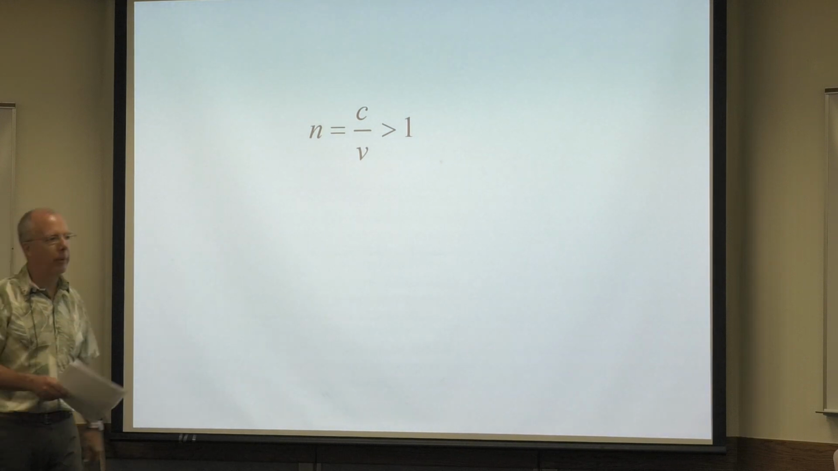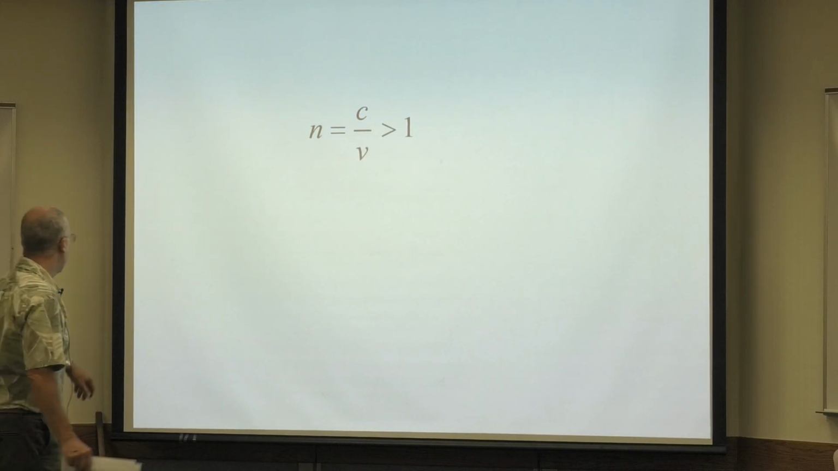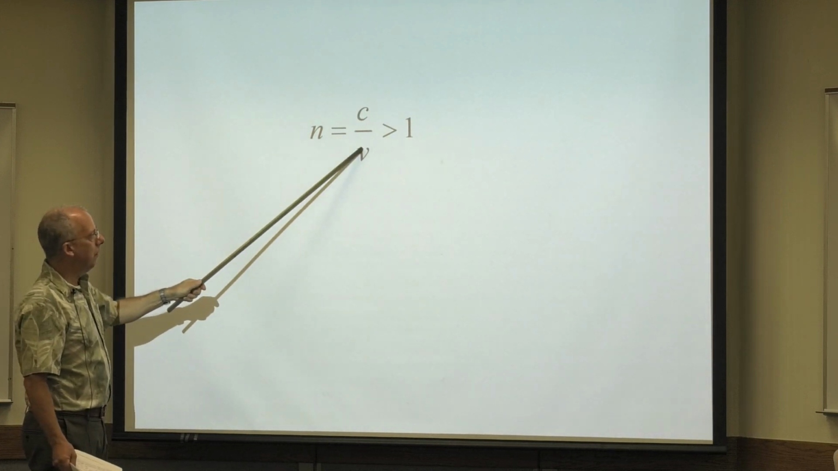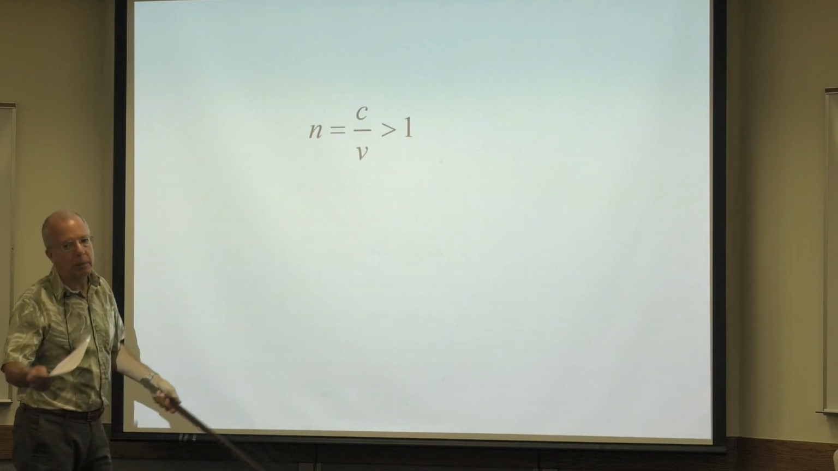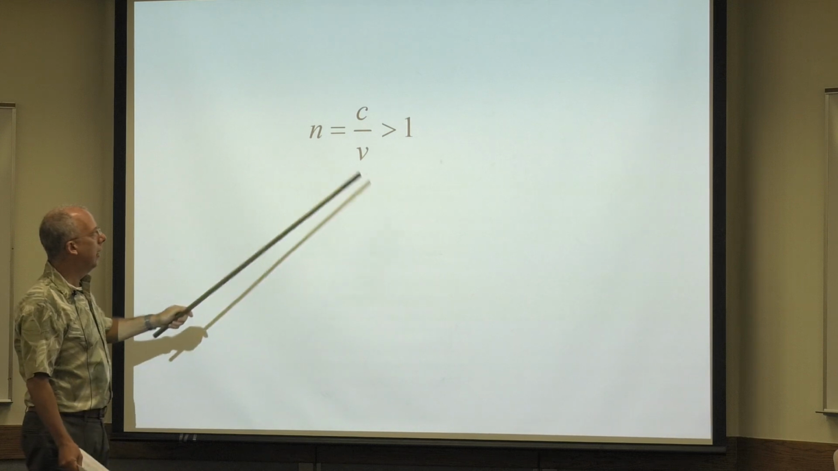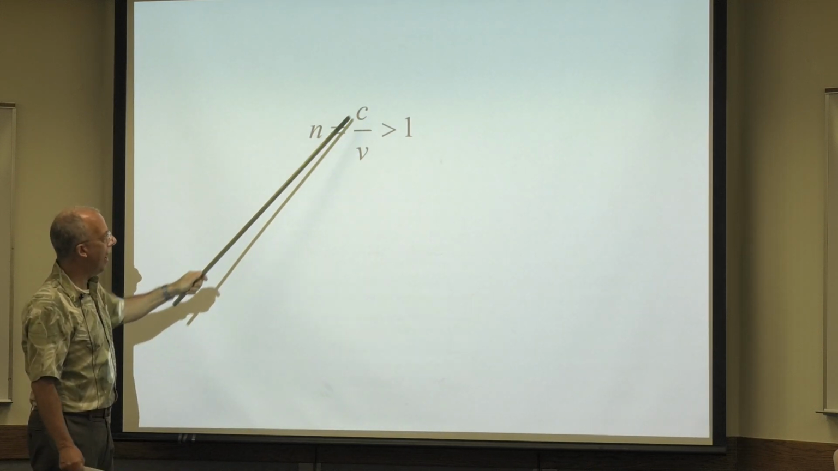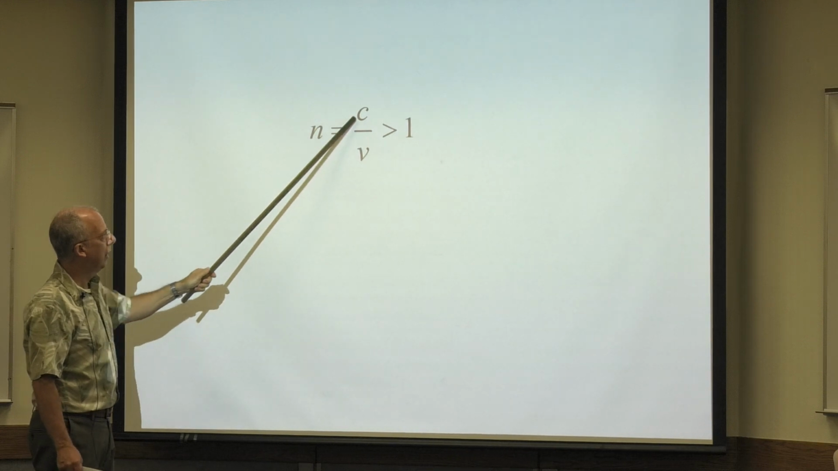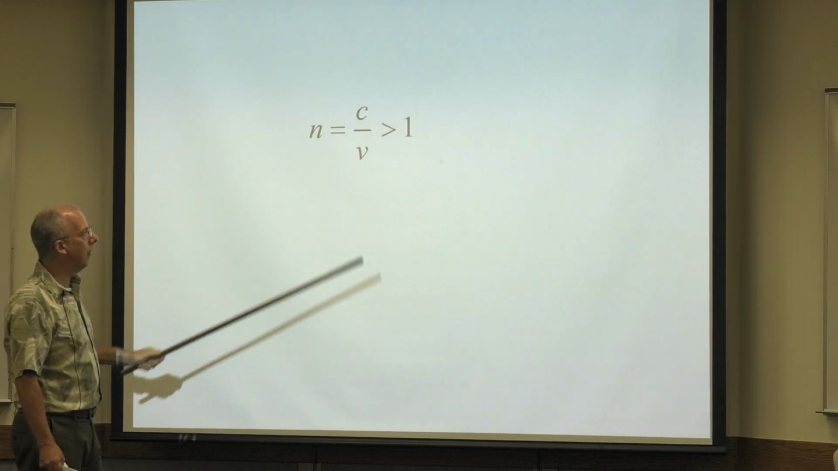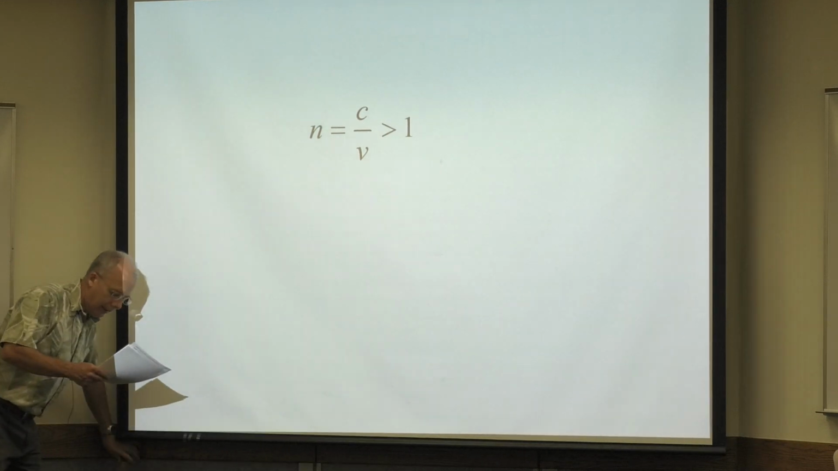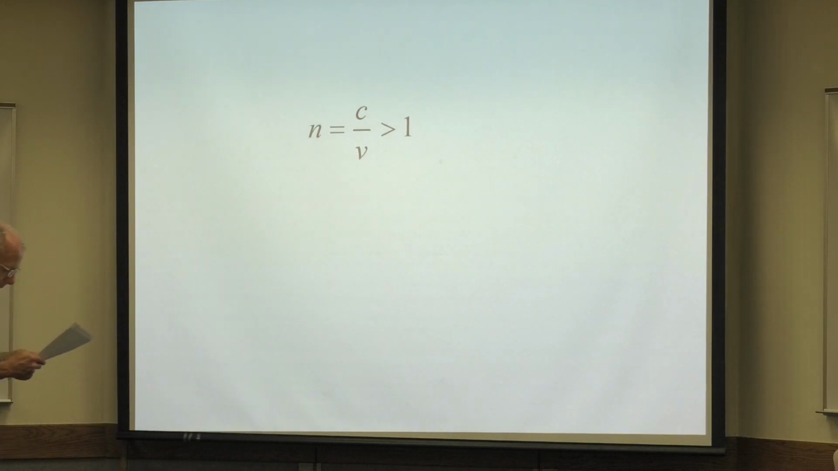So n is the speed of light in a vacuum, which is c, divided by the speed of light in the medium, water or glass or whatever. And remember, v is less than c, so this fraction, this index of refraction, is always greater than 1. We'll use that a lot.